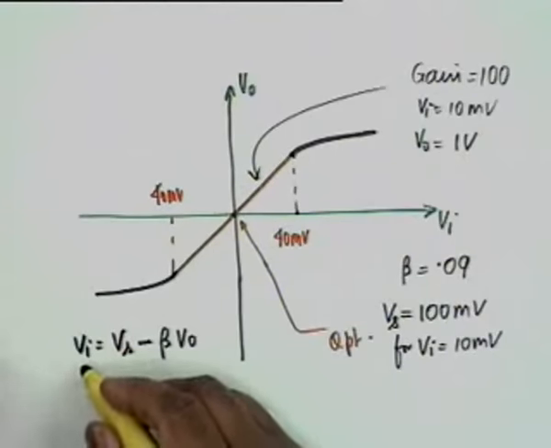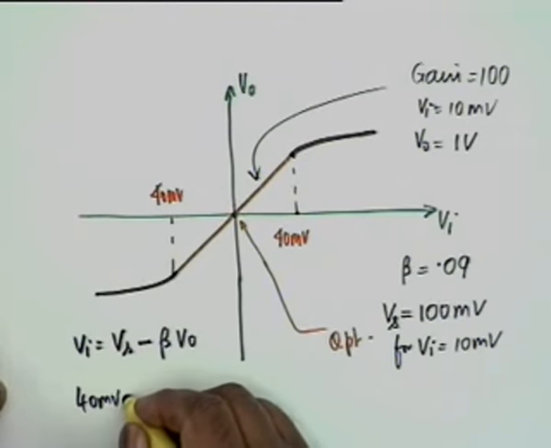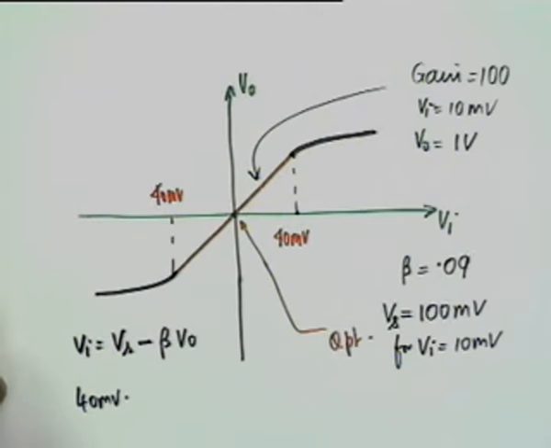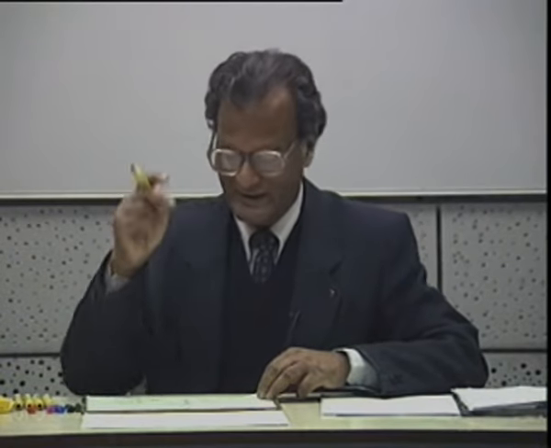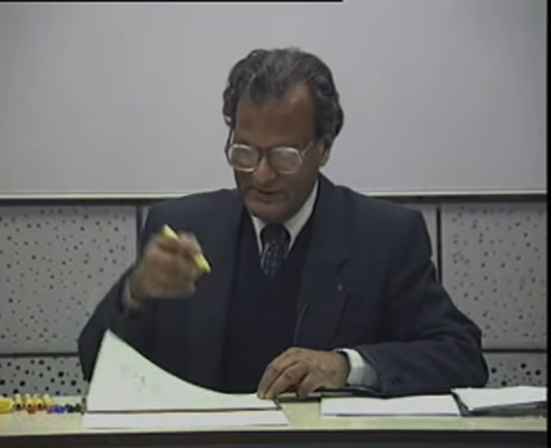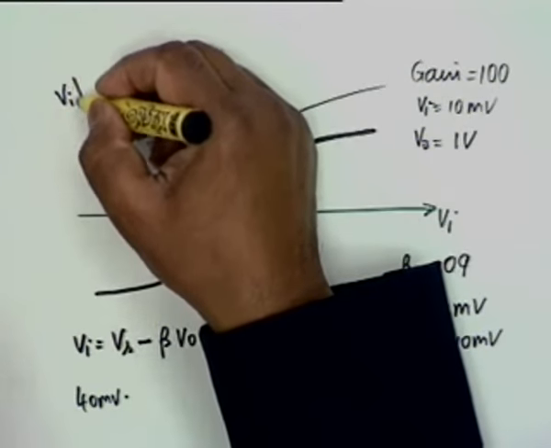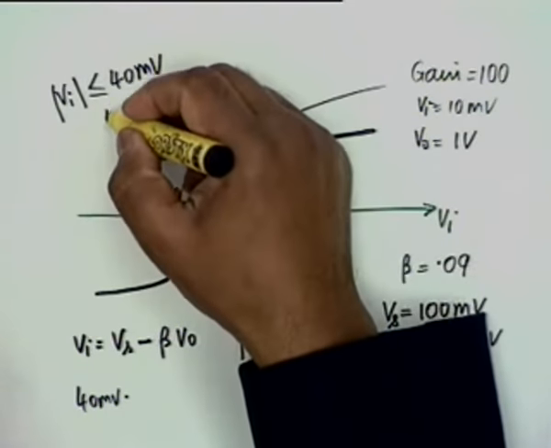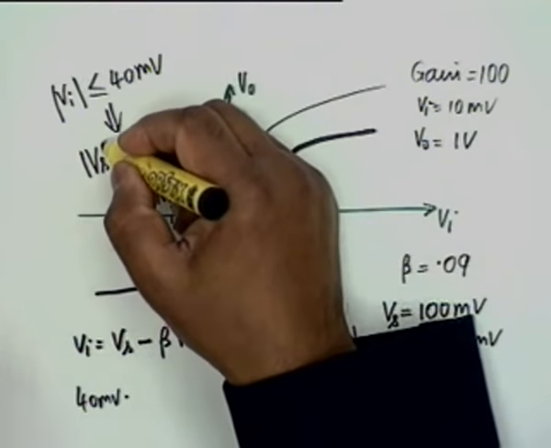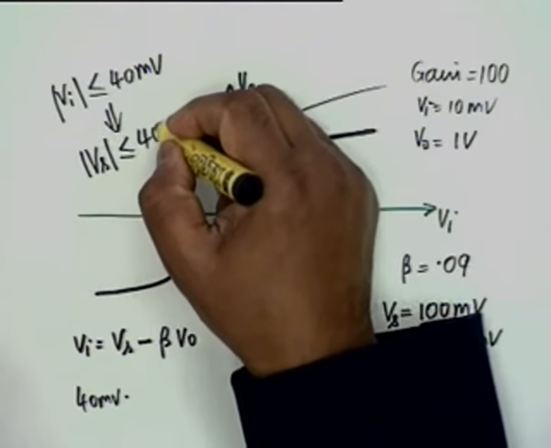Okay. VS would be 400 millivolt, obviously. Did you have to make this calculation? No, you could have said this just by looking at the figure. Now notice what I am saying. Instead of limiting the input voltage to plus minus 40 millivolt, we have to limit VS now to 400 millivolt.